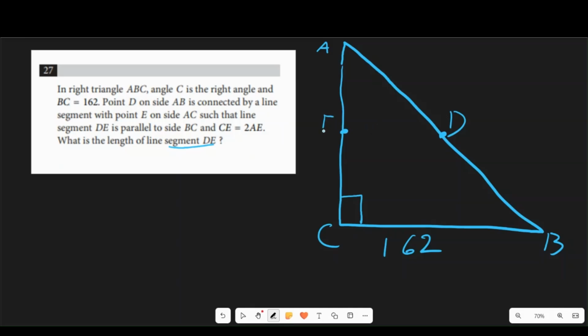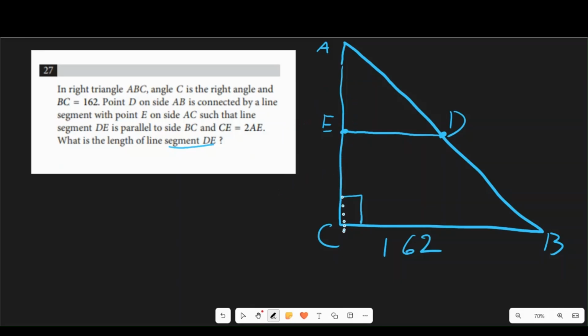E is going to be on AC, and they told us that DE is parallel, so this line segment DE is parallel to line BC, and they're telling us that CE is equal to 2 of AE, right? So they're basically telling us that this length right here between these two is going to be double the length over here between A and E, right? So let's keep on annotating.